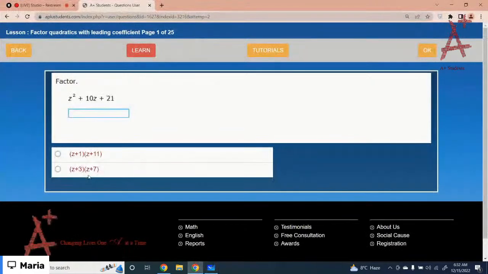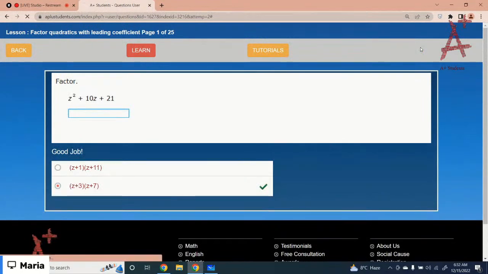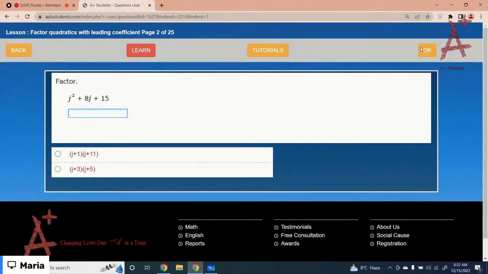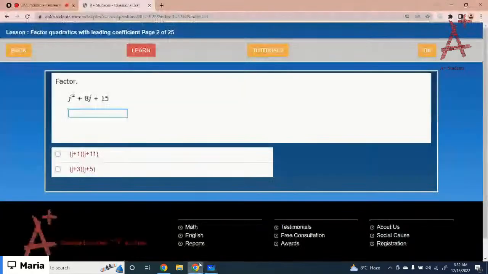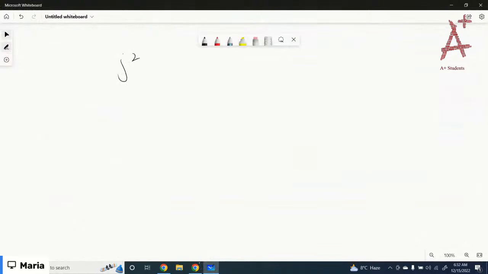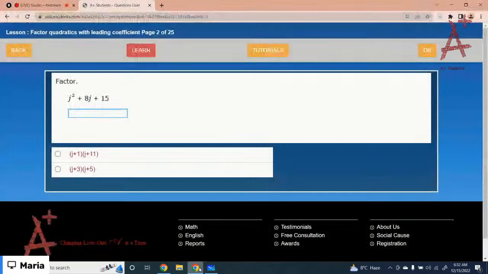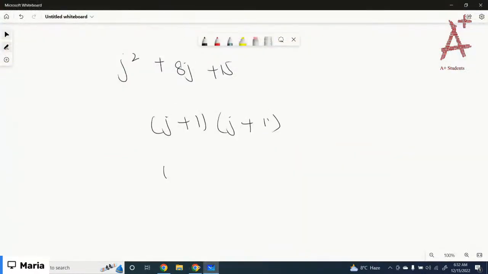So select the correct option. The second option is the correct one and then click on the OK button. Okay, the next one is j square plus 8j plus 15. Okay, just look at the options. I'm not going to factor them out, I'm just checking from the factors. They are j plus 1 and j plus 11, then j plus 3 and j plus 5.